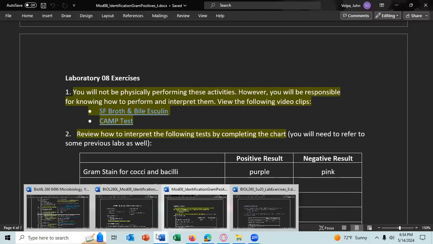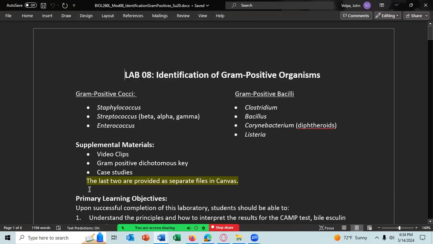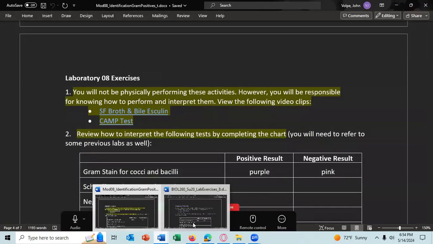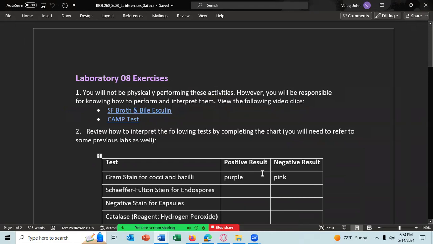Remember, turn in the worksheet, not the lab module. And some of you will get a penalty if you turn in the lab module. So make sure you don't turn in the lab module.